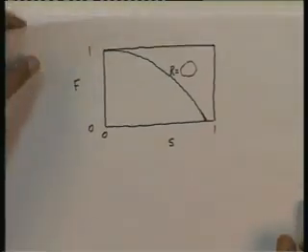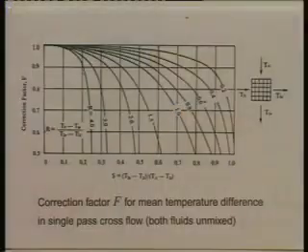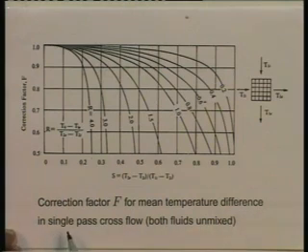Now, let us look at actual results which have been obtained. I am going to show you 3 charts for the 3 cases of cross flow. This is the chart which I am showing you now. The correction factor F for the mean temperature difference in single pass cross flow, both fluids unmixed. Case 1, what we have called.